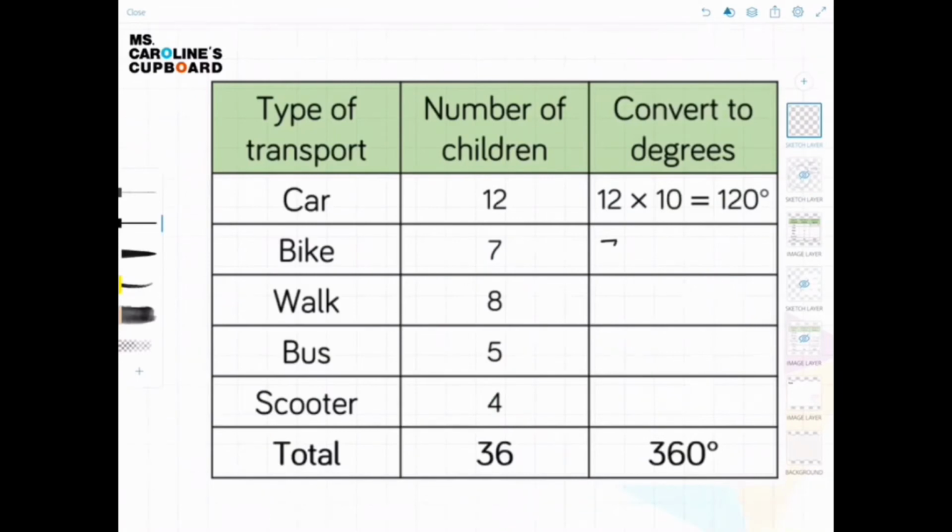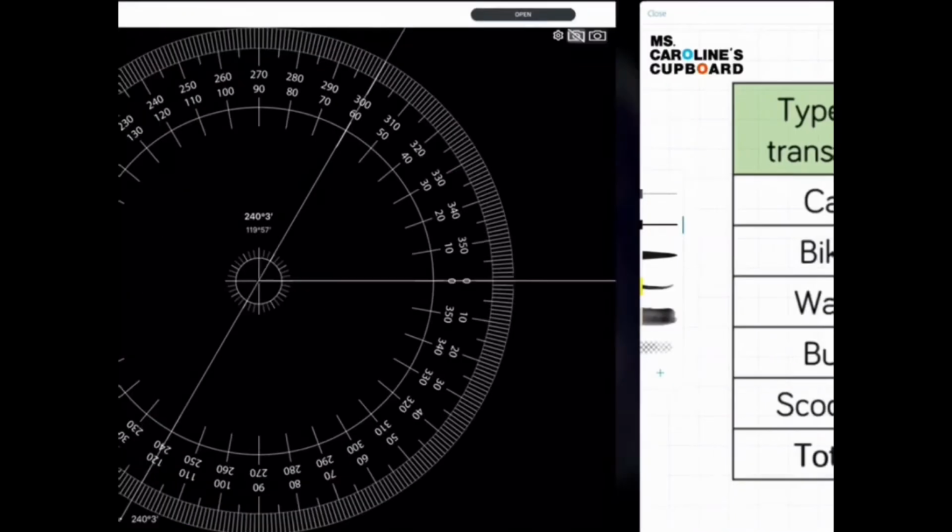7 children are on a bike. So it would be 7 times by what? 10 degrees, because we know each child is 10 degrees. We did the math. What is 7 times 10? It is 70 degrees. So we know when we're drawing that section of our pie chart, it has to be 70 degrees big. We would measure it using our protractor.